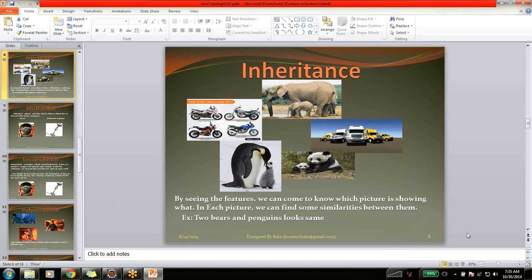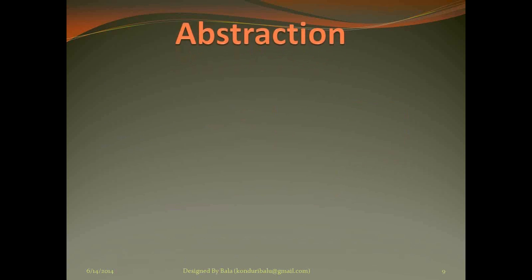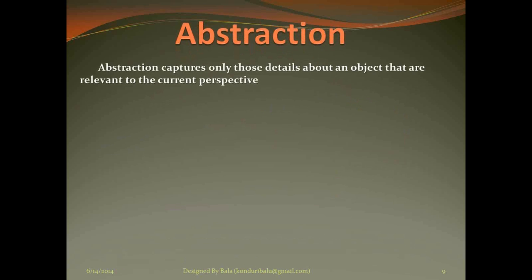So let's get into another topic. It's all inheritance and something called abstraction. So abstraction captures only those details about an object that are relevant to the current perspective. Making sense? Anything?